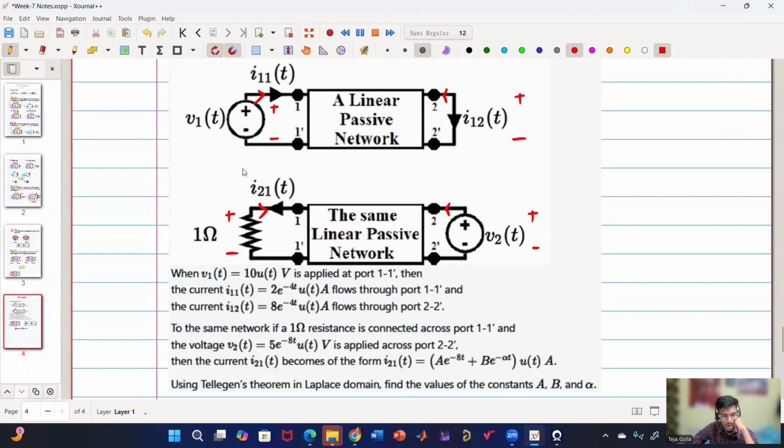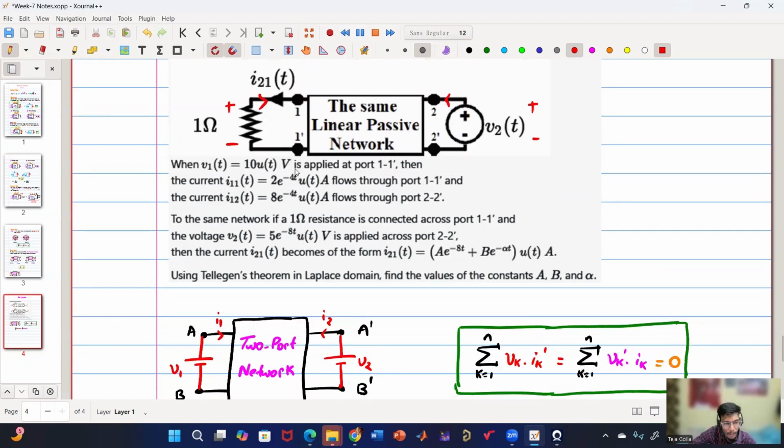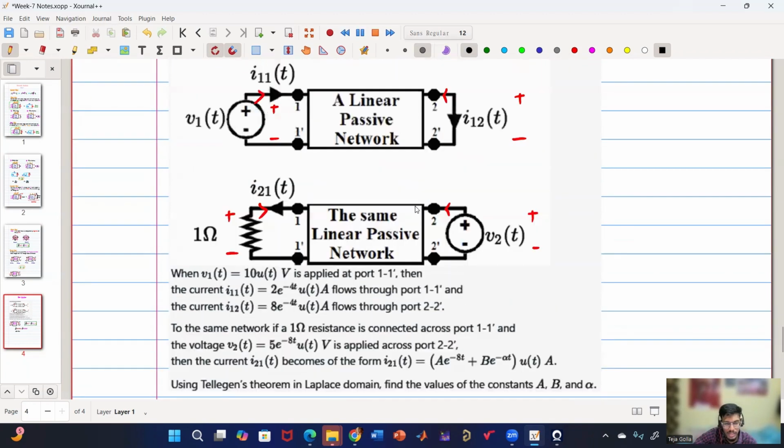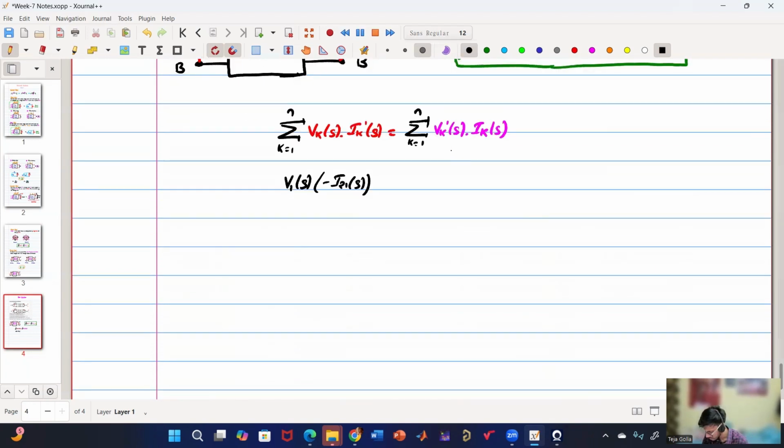Yes, sir. Okay. So now what we'll be doing is this is one branch, this is another branch. So voltage of the first into current of the second, which is V1 of S into minus I21 of S. So we have V1 of S into minus I21 of S. Okay. This completes one branch. The other branch voltage is 0. So it is 0.